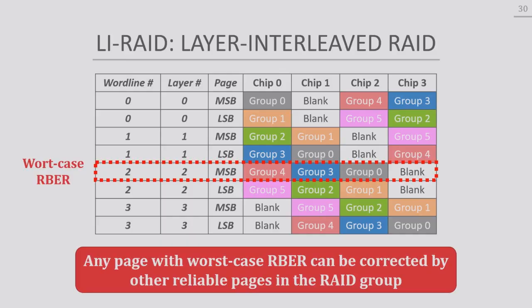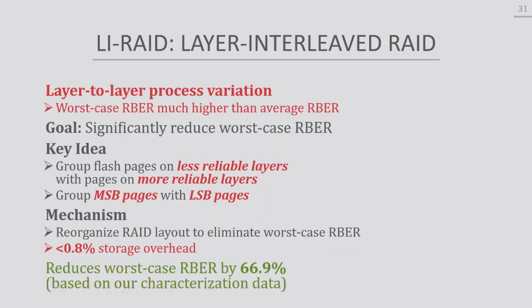So now if we look at, for example, the worst case page in layer 2, if this page has failed, we can recover its data by reading from the same group but on different layers. So in this case, it will essentially improve the reliability. And overall, this reduces the worst case raw bit error rate by 66.9% compared to the conventional RAID.